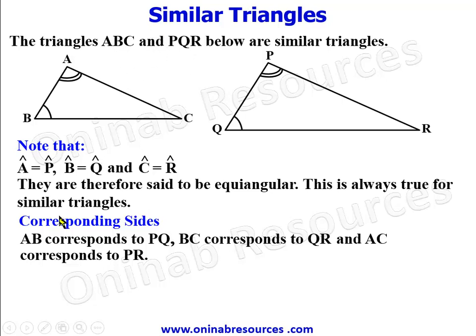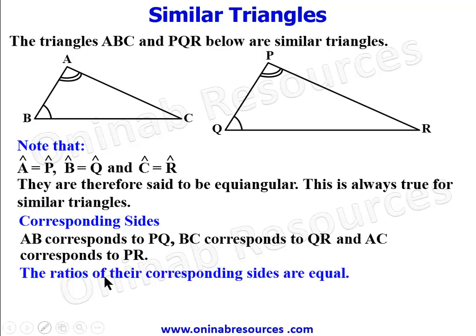We say AB, the first two letters, corresponds to PQ, which is very correct here, and also the last two letters, BC, correspond to the last two letters here, which is QR, and the first and last letter, that is AC, corresponds to the first and last letters in the second triangle, that's PR. So this is another way of stating the corresponding sides.